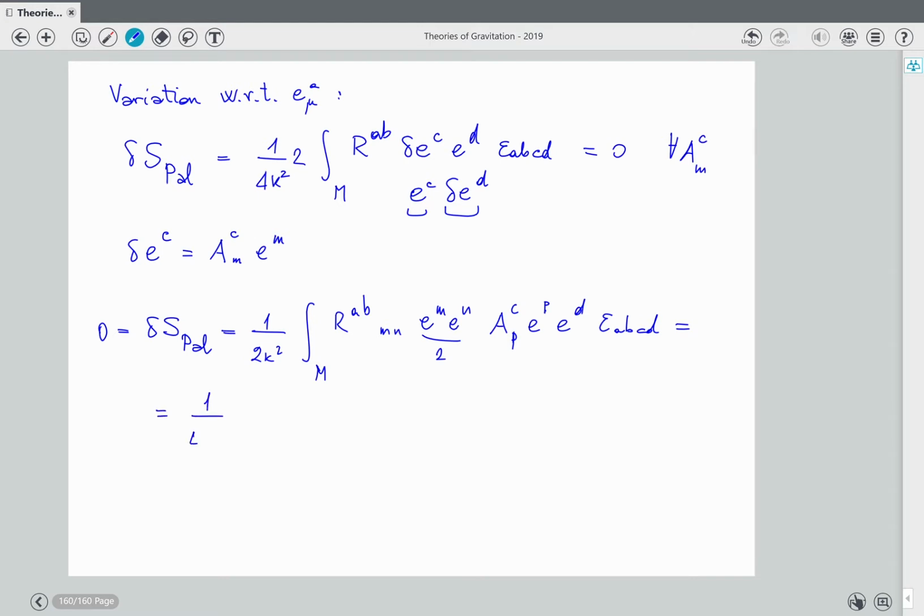So we get 1 divided by 4k squared integral on M R^{AB}_{MN} A^C_P. Then we have e d^4x times the epsilon tensor with indices M, N, P, and D, and then we have epsilon_{ABCD}. And again, we have two epsilons with one contracted index. We can already write what this implies, that 0 is equal to, well, actually let's keep it that way because later we will need also the coefficient in front of it. So let's not drop that already.